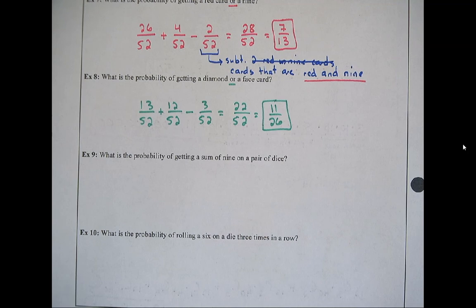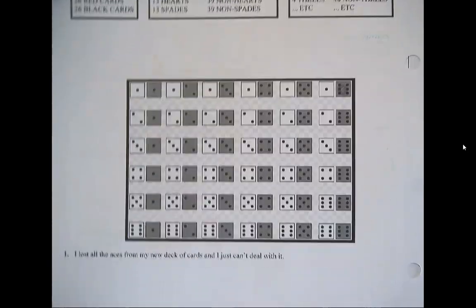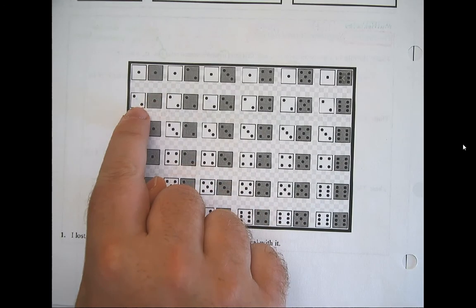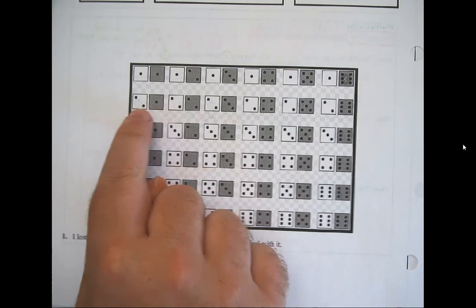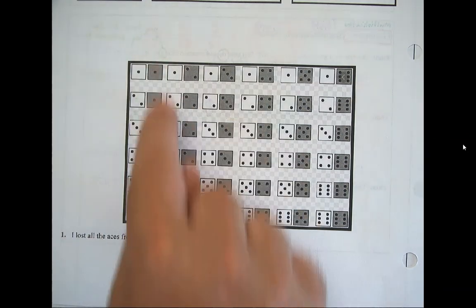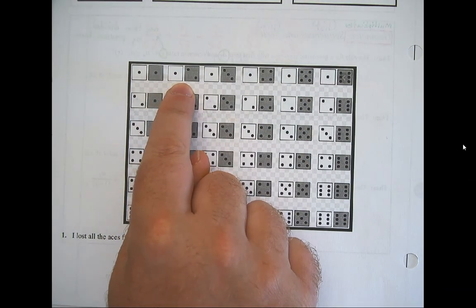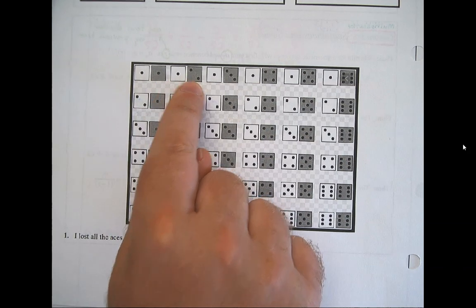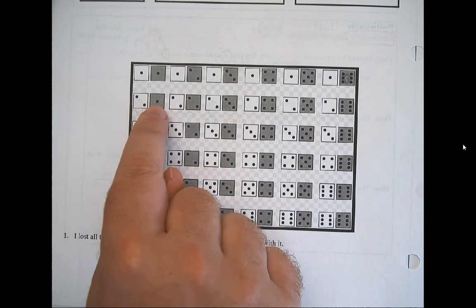What is the probability of getting a sum of 9 on a pair of dice? So let's pause here, go back to our Unit 5 reference sheet. These are all the possible things that could happen when you roll 2 dice. You could get a 1 and a 1, a 2 and a 1. Now look, this is a different scenario. So I have 2 different colors. I have a white die and I have a black die. When I roll them, if you get a 1 on the white and a 2 on the black, that's going to be different than a 2 on the white and a 1 on the black.